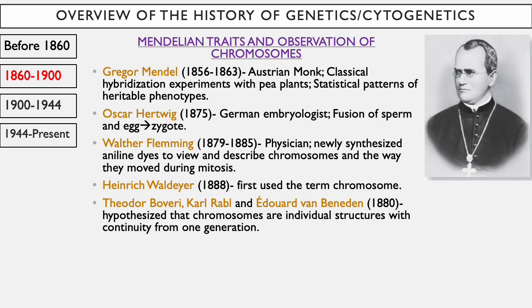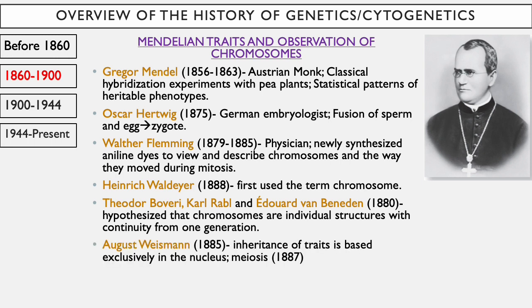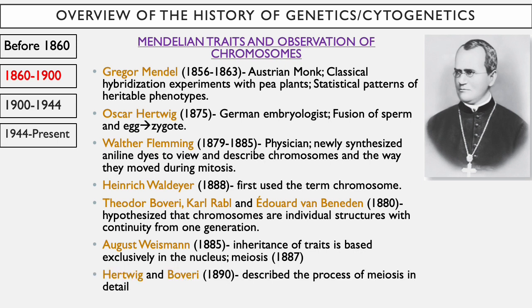Theodor Boveri, Carl Rabl, and Edouard van Beneden hypothesized that chromosomes are individual structures with continuity from one generation to the next. August Weismann discovered that inheritance of traits is based exclusively in the nucleus, and he also described meiosis. Hertwig and Boveri described the process of meiosis in detail.